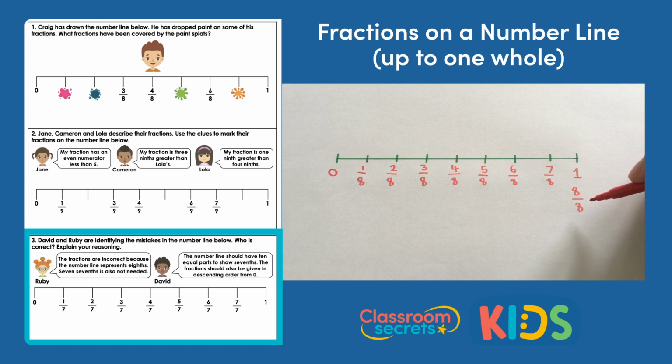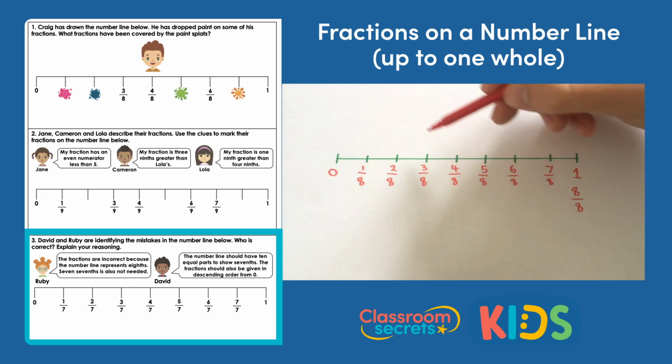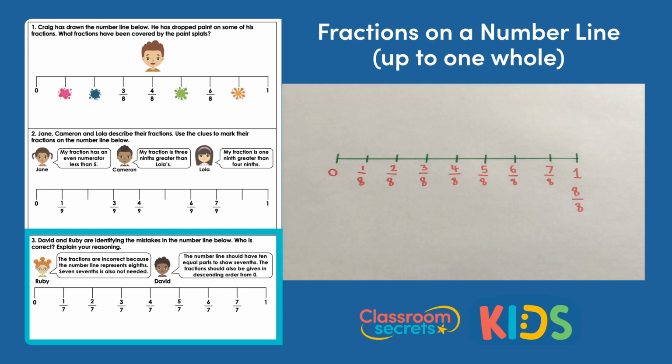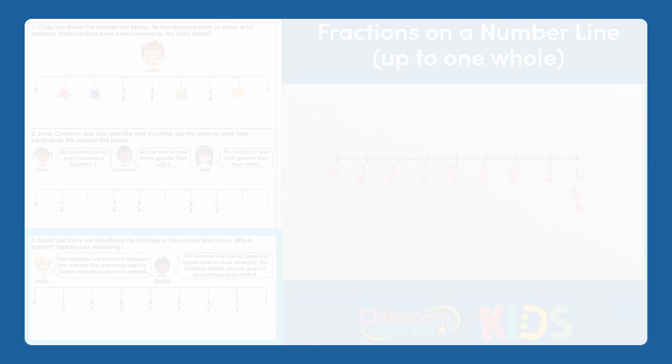And Ruby also says 7/7 is also not needed. 7/7 on the question actually comes here below 1 whole. Well, 7/7 would make a whole anyway, but it's not got the right denominator. It needs to have 8 because we have 8 equal parts. The number line should be in 8ths, and Ruby is correct.